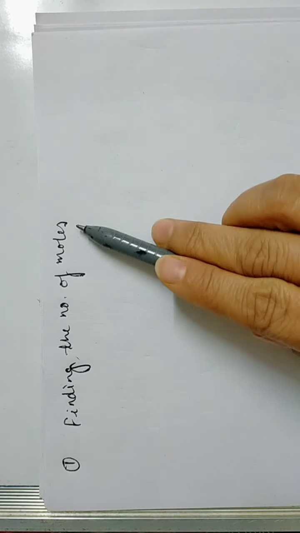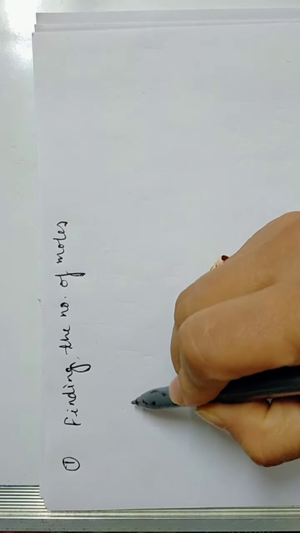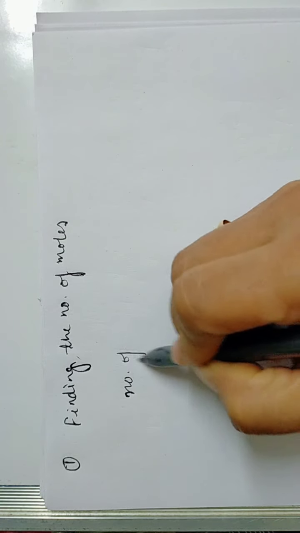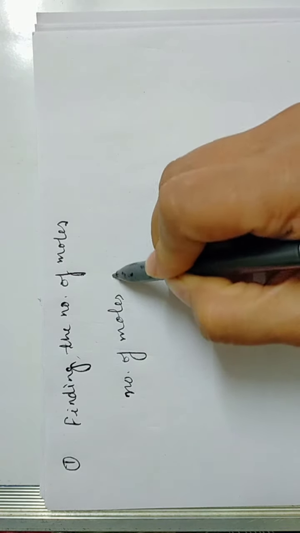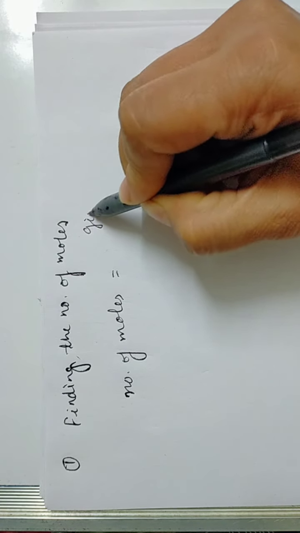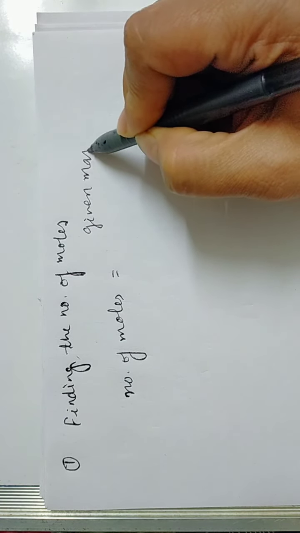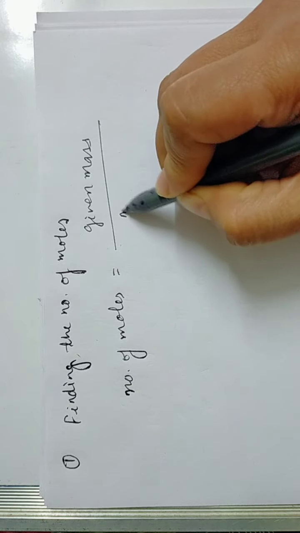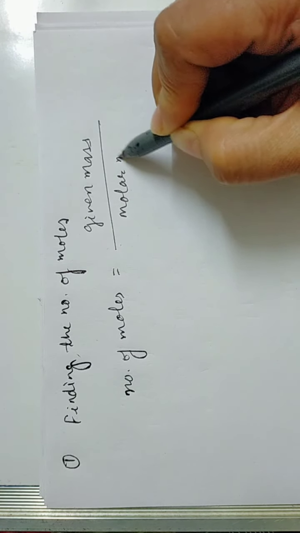Now we will discuss the formulas which we will use in this chapter to find the number of moles and other things. The first and foremost formula is for finding the number of moles. For this we will use the formula: number of moles is equal to given mass upon molar mass.